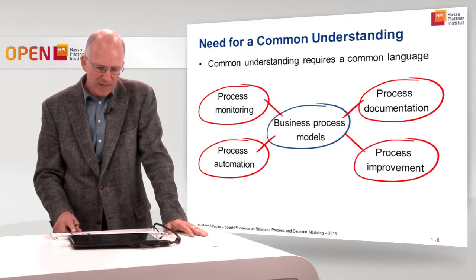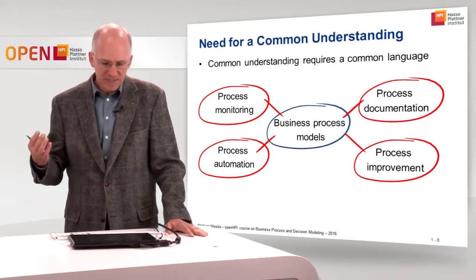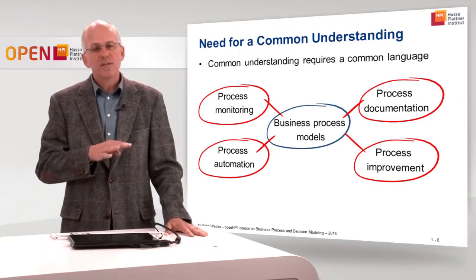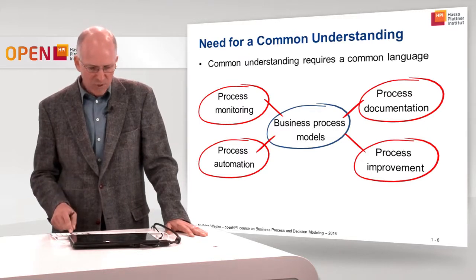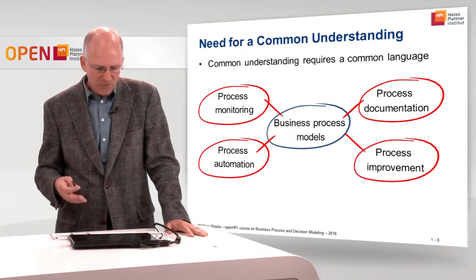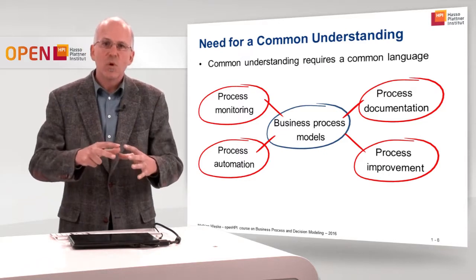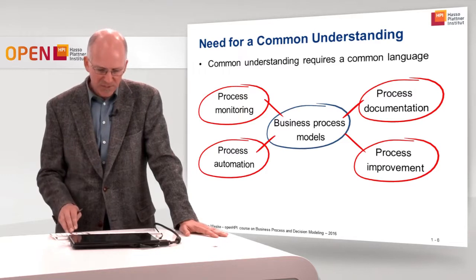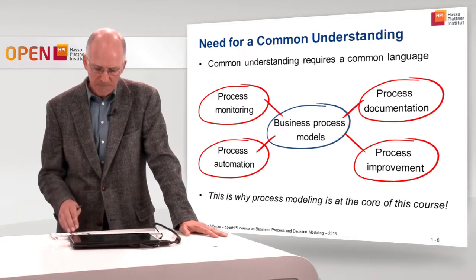However, when we want to achieve something, when we want to implement a good business process, all these people play important roles. All these people should be involved, and all these people should come to a common understanding. So in process documentation, process improvement, process automation, and process monitoring, it's important to have some common language that all the people could use, and this language is process models, and this is why process modeling is at the heart, at the core of this course.